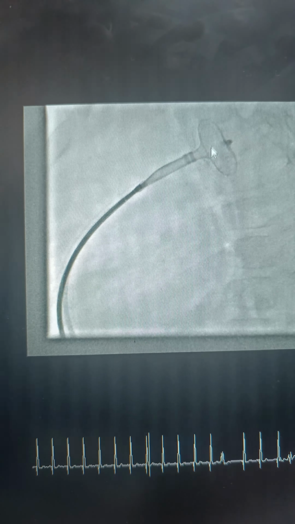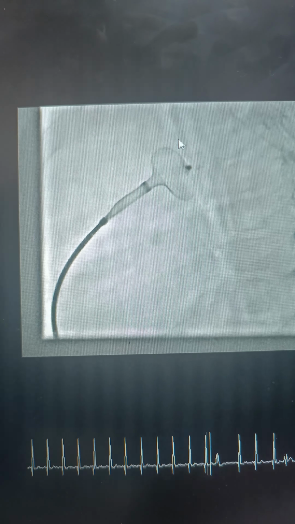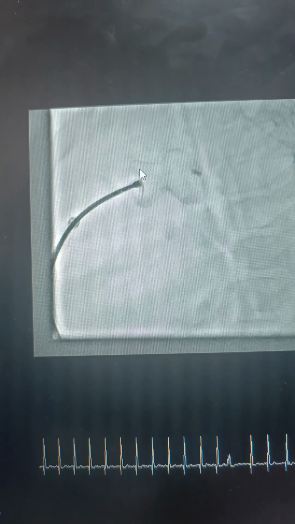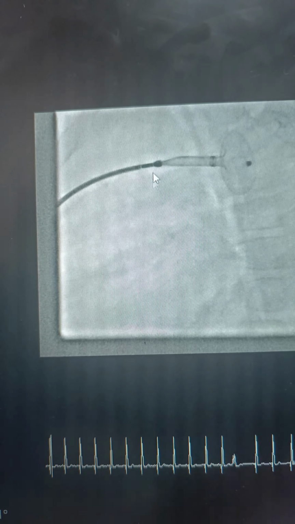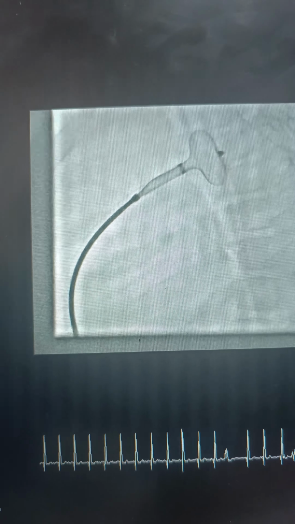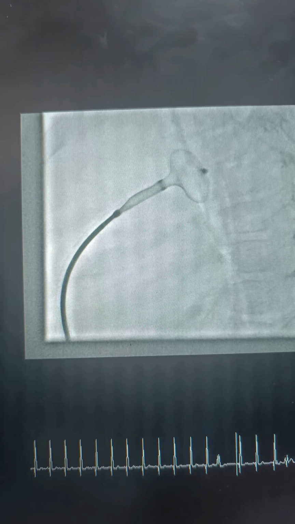So this is the aortic end of the device. I am releasing it, then I am pulling back till I get resistance or the pressure drops, and then I release the PA end of the disc. So first you release the aortic end, and then you release the PA end.